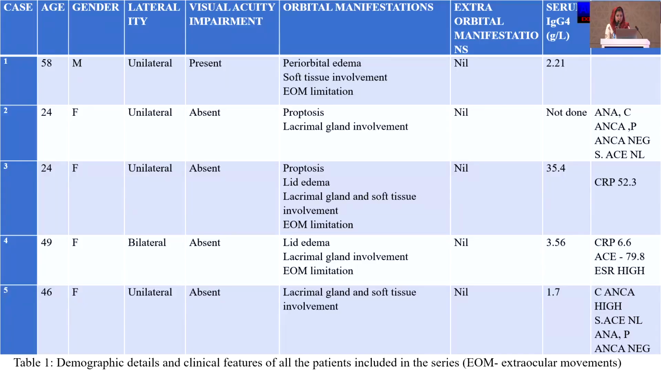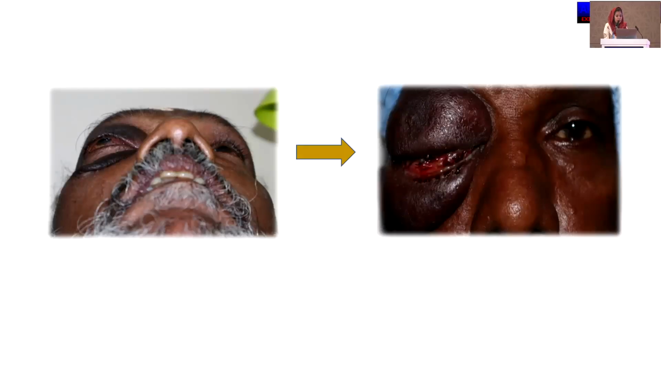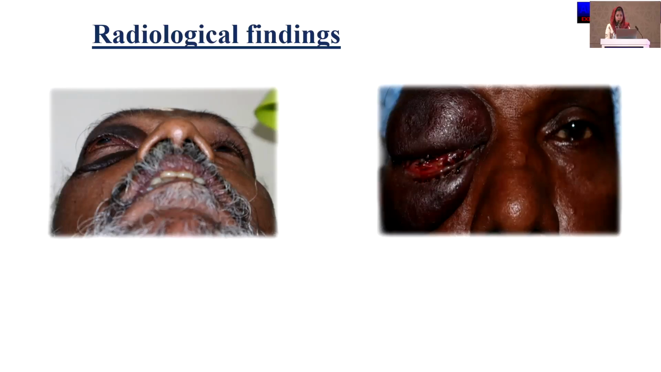As we can see from this table, lacrimal gland is the most commonly affected, followed by extraocular muscles and soft tissue. Only one of our patients had bilateral presentation and all others had unilateral presentations. Visual acuity impairment was present in one patient, and none of our patients had extraorbital manifestations. Serum IgG4 was checked in 4 patients and elevated in all the 4. There was rapid progression of disease in one patient, leading to profound visual acuity impairment.